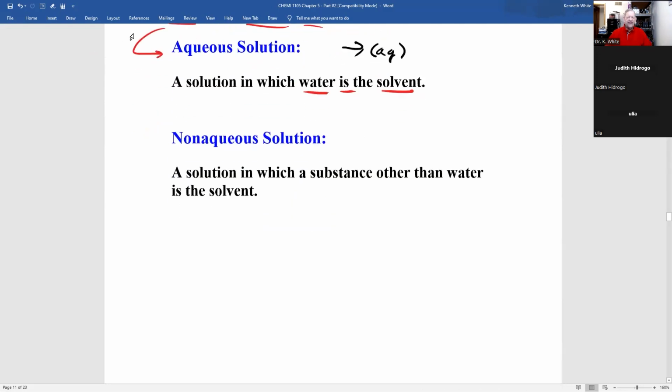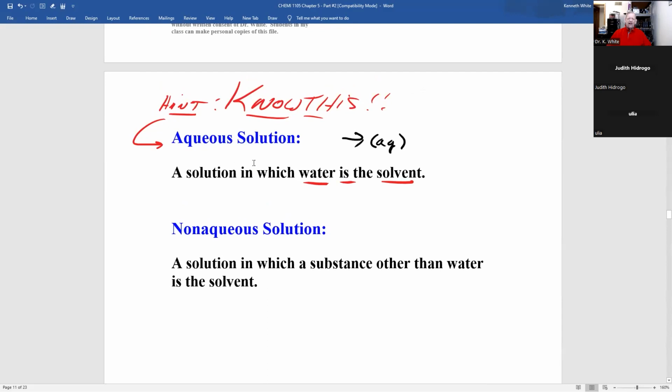Now, in organic chemistry, we also talk about non-aqueous solutions. That's a solution in which water is not the solvent. Usually non-aqueous tells you there's no water in there, but it's not always true. But you should know, aqueous solution, water is the solvent.